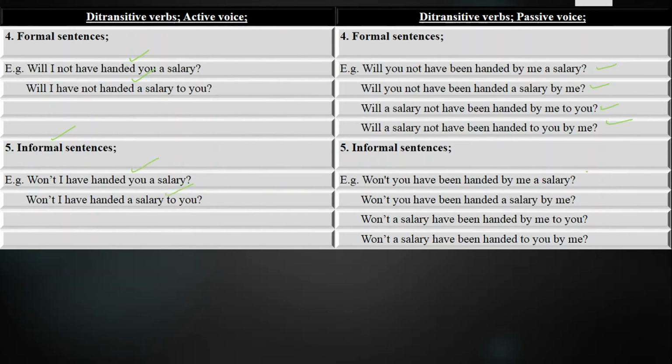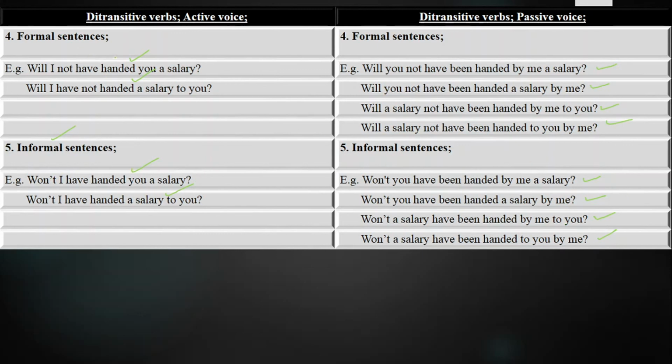Won't you have been ended by me a salary? Won't you have been ended a salary by me? Won't a salary have been ended by me to you? Won't a salary have been ended to you by me? And ended means to hand over, to provide.